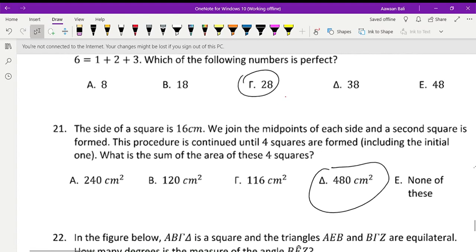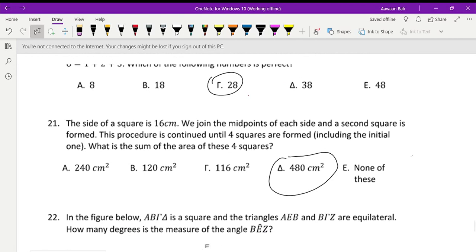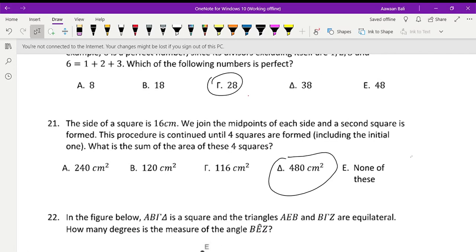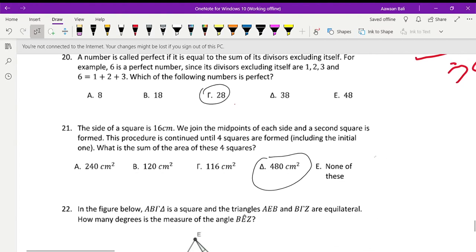Now, question number 21. The side of a square is 16 centimeters. We join the midpoints of each side and a second square is formed. This procedure is continued until 4 squares are formed, including the initial one. What is the sum of the areas of these 4 squares?